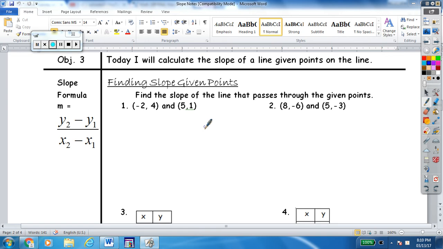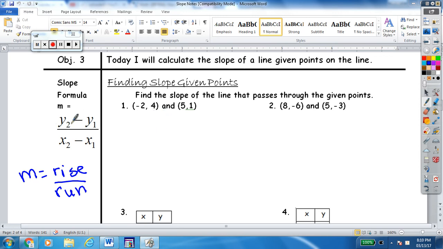I want to talk to you now about what happens if, instead of being given the graph of a line, you're given 2 points that are on the line. It says find the slope of a line that passes through the given points. Let's remember that slope equals rise over run. One thing we could do is graph the 2 points, make a line through them, and then calculate the slope. But that would take a long time. So instead we're going to use something known as the slope formula.